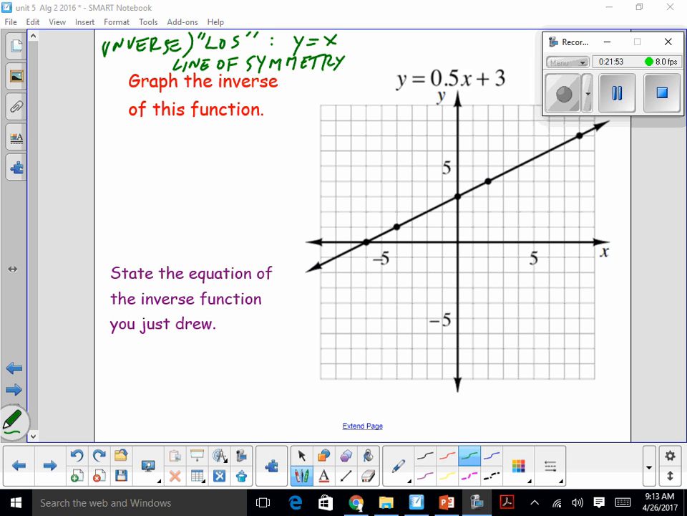One little box has two corners. It has the origin, which is going to be important, and it has the diagonal, that little guy right up here. With our ruler, we're going to connect those two points. That produces your line of symmetry, the equation y equals x.